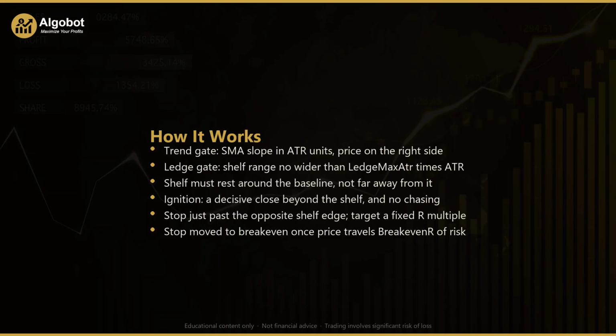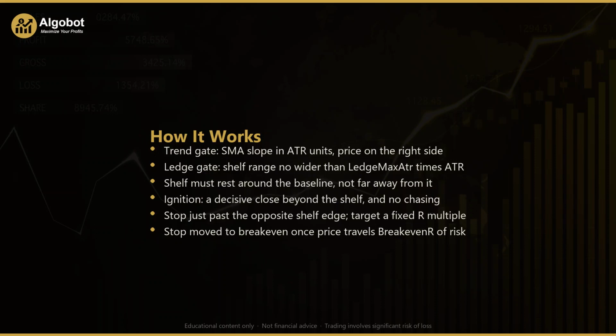On every completed bar, the strategy first measures the slow, simple moving average now and the same average a number of bars earlier, set by the slope bars input. The difference between them is divided by ATR to give a slope reading in volatility units. For a long, that slope must be positive and at least the MinSlopeAtr value, and price must be above the average. For a short, the slope must be negative by the same amount, with price below the average. This is the trend gate, and it keeps the strategy from fighting the dominant direction.